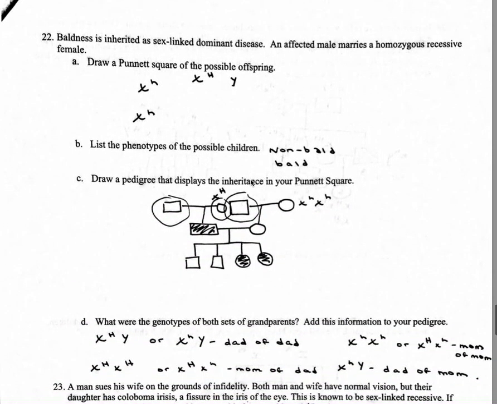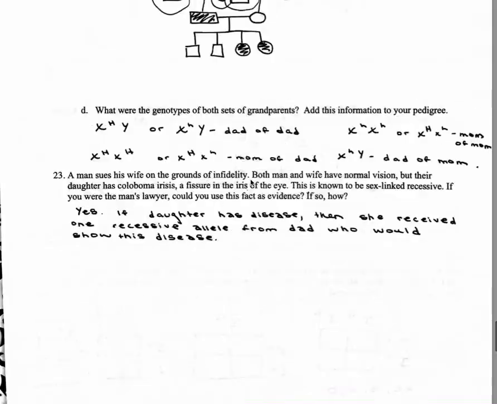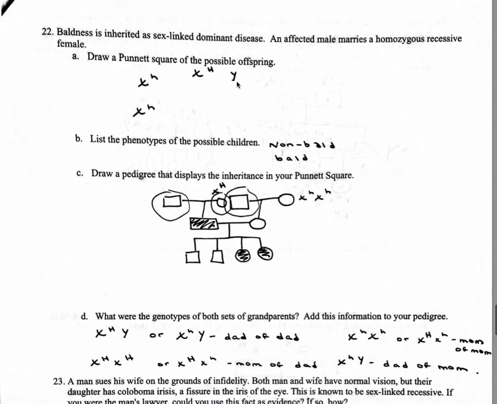Okay, baldness is inherited. Hold on, I'm going to see how much we have left. Awesome. Okay, baldness is inherited as a sex-linked chromosome. Okay, and it's dominant. So an affected male, X big H Y, marries a homozygous recessive female, so she's normal.